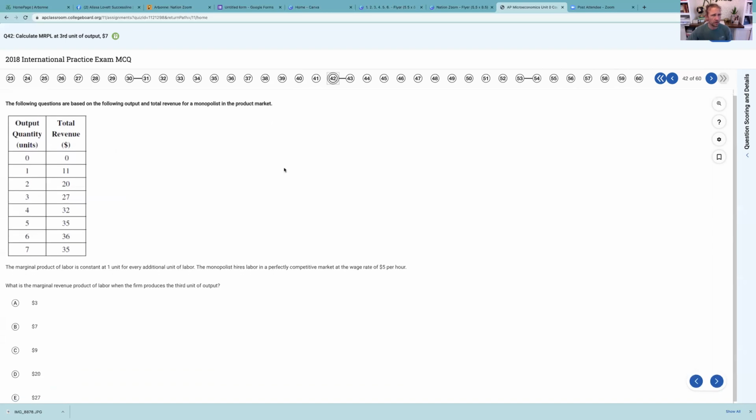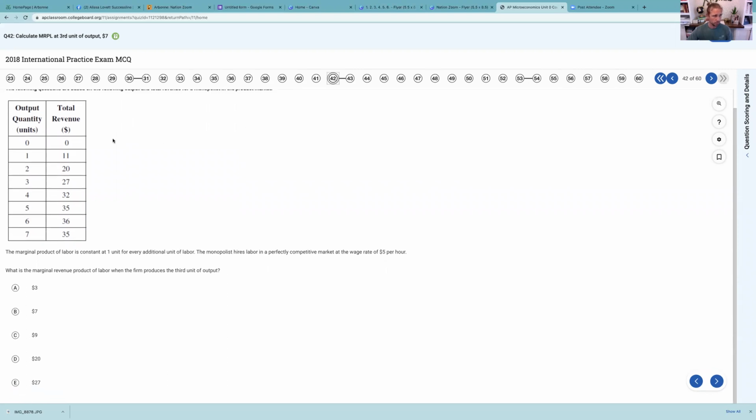42 and 43, you're looking at this total revenue for a monopolist in the product market. Note the column on the right is total revenue, not marginal revenue. This question says the marginal product of labor is constant at 1 unit for every additional unit of labor. So for each worker you add, you're getting 1 more unit of production. The monopolist hires labor in a perfectly competitive market at a wage rate of $5 per hour. What's the marginal revenue product of labor when the firm produces the 3rd unit of output?